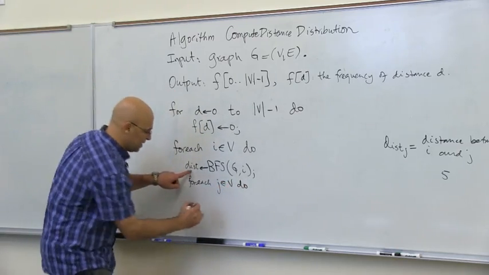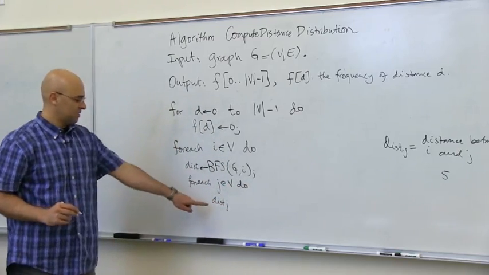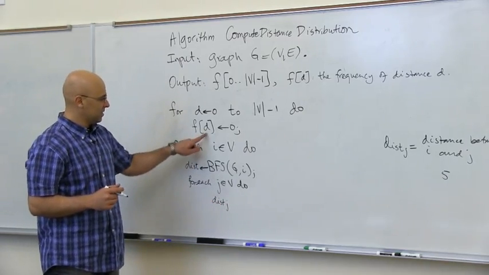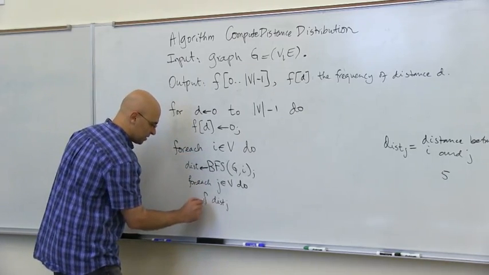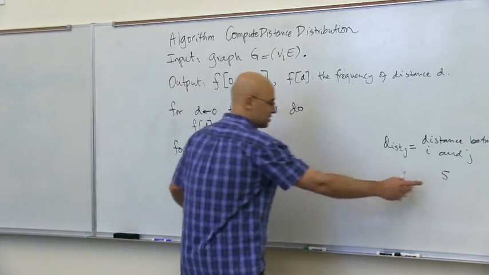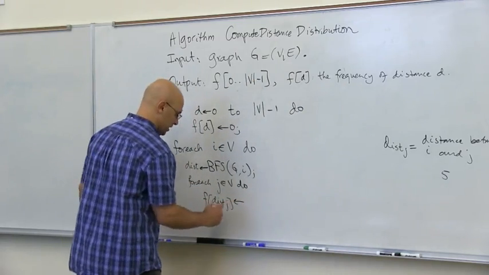If I look at dist j, I know this is the distance between I and j. And that distance, whatever it is, I need to update the frequency of that distance. So now the frequency of this distance, so the frequency of 5, for example, is now incremented by 1, because we have seen one more pair that has that distance.